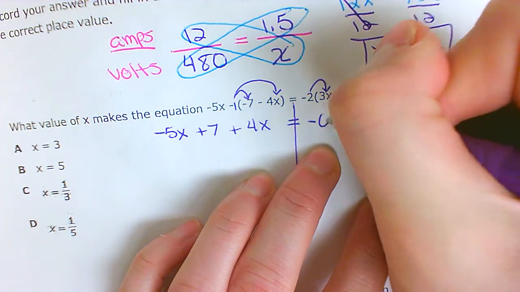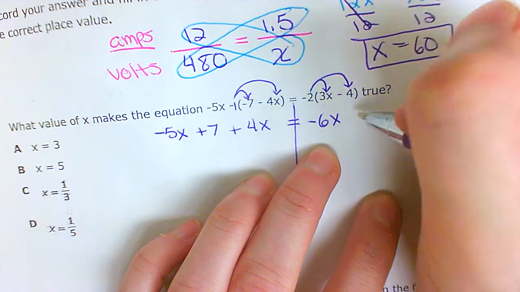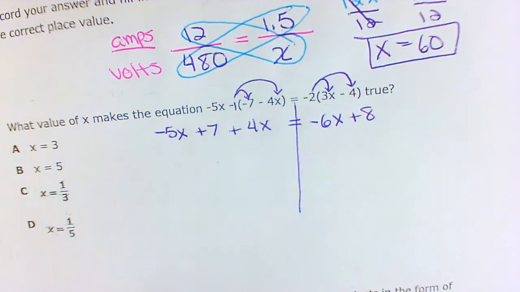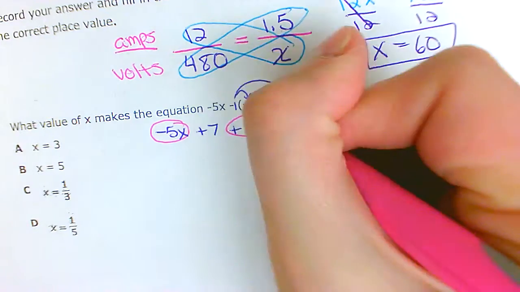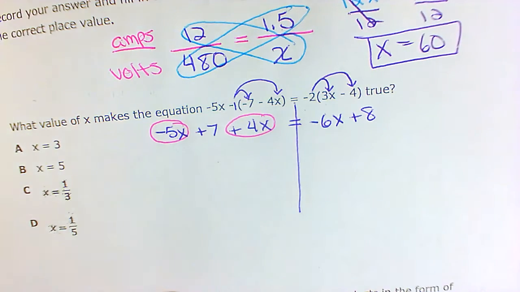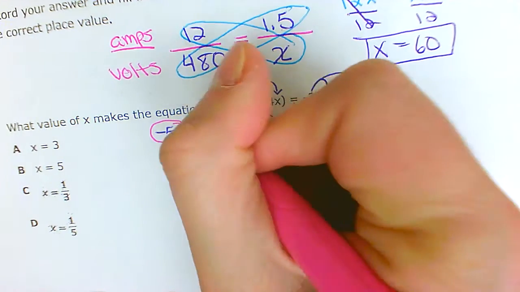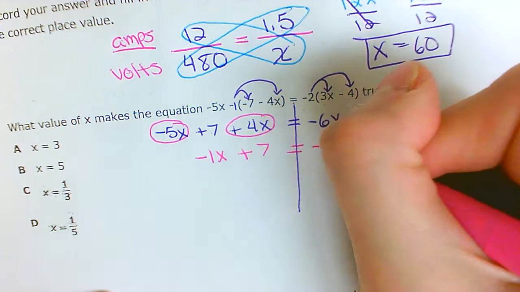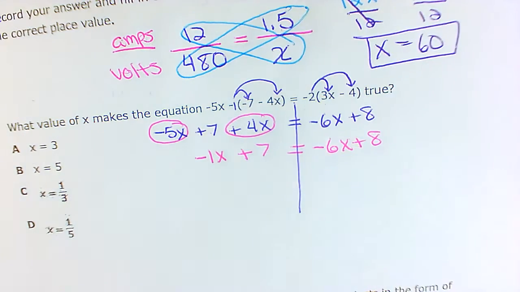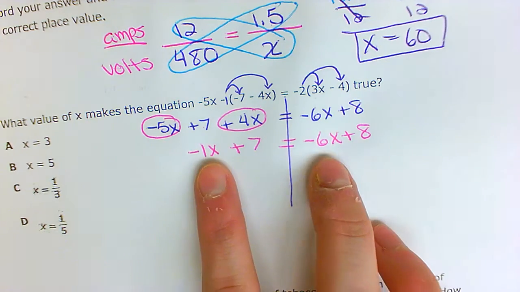Negative 2 times 3x is negative 6x. Negative 2 times negative 4 is positive 8. So I distributed. Now I need to combine like terms. On the left, negative 5x plus 4x is negative 1x. I still have the plus 7, and on the right side, I don't need to combine anything because there aren't any like terms.